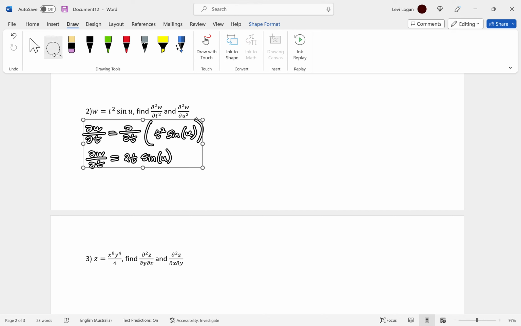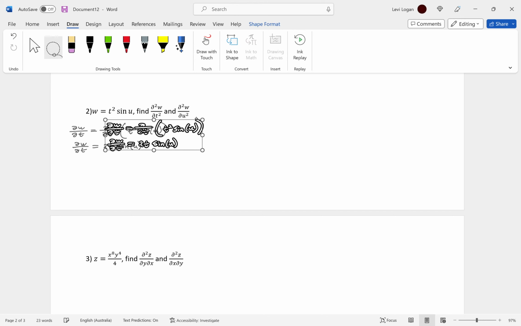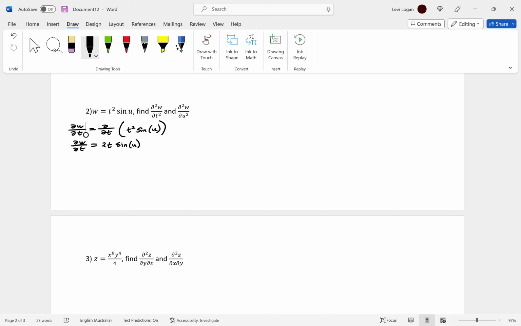So we found the first derivative, that's nice, but we're after the second derivative. That's the whole point of this video. So differentiating again, you're going to have the second derivative. Differentiate the entire thing with respect to t, 2t sine u.